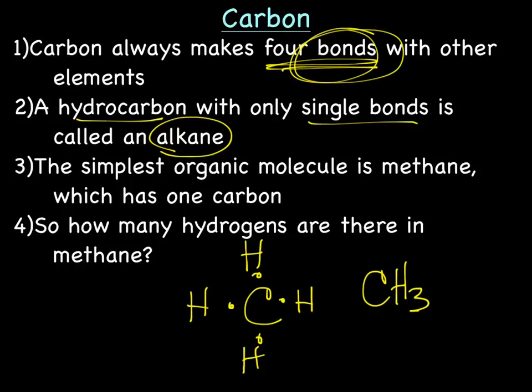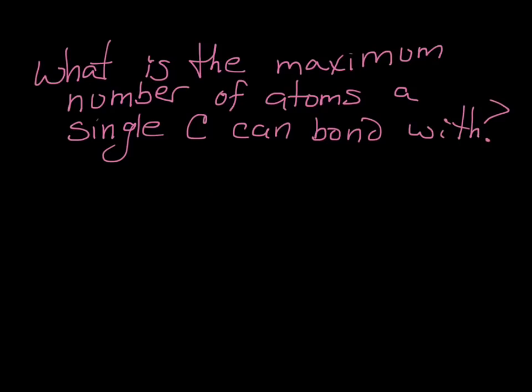Okay, a couple quick thinking questions for you, and we'll be done. All right, so first question, what is the maximum number of atoms a single carbon can bond with? Did you come up with an answer? 4 valence electrons, which means the maximum number of atoms, keep that in mind, the maximum number of atoms a carbon can bond with is 4.